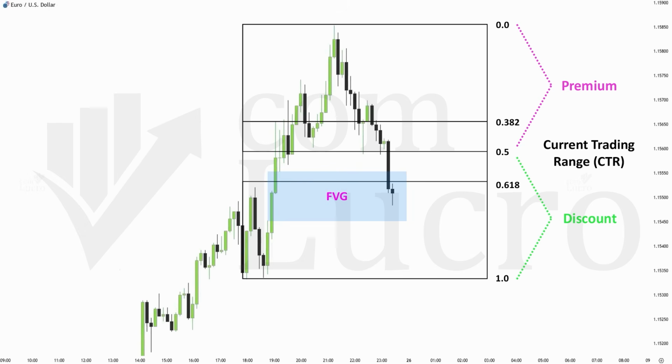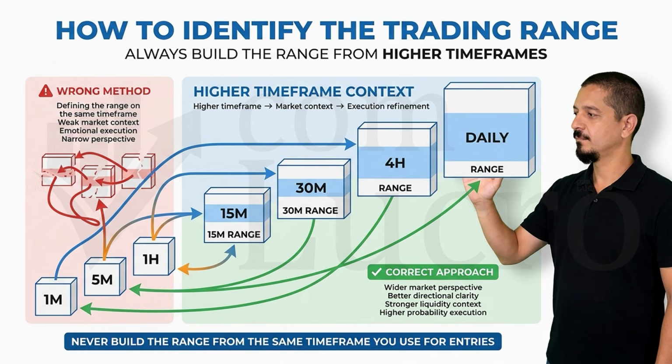In simple terms, this zone provides the clearest insight into where price is most likely to move once it breaks above or below the range. And while price remains inside that environment, close attention to price action becomes essential. So how do you properly identify the current trading range?